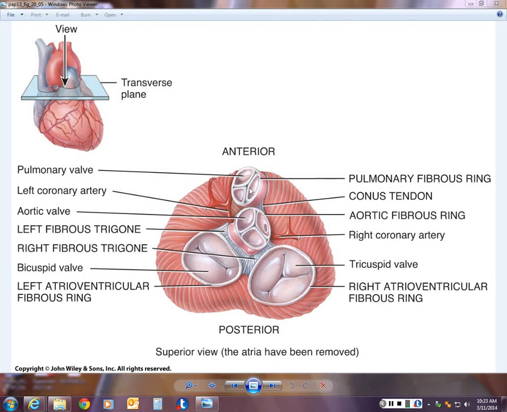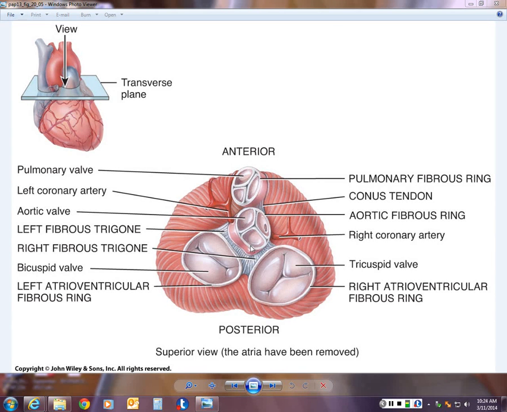In the upper positions here you can see the two semilunar valves. Here you have the pulmonary valve and below it the aortic valve. Notice that both the pulmonary and aortic valves have 1, 2, and 3 cusps respectively, and they're very similarly structured. In fact, if you observed these two valves independently of each other without their relative positions, you probably wouldn't be able to tell them apart.